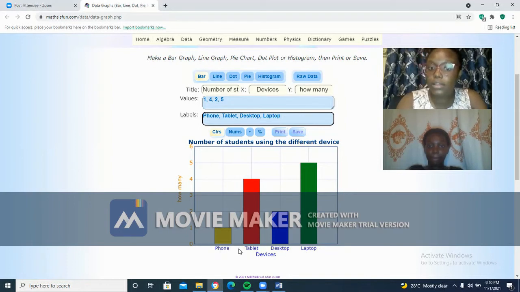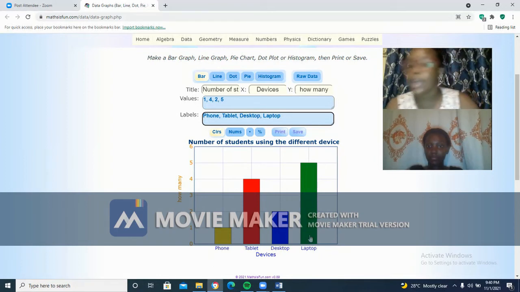So for yellow, we have phone. In red, we have tablet. In blue, we have desktop. And in green, we have laptop. But first, we need to know the different sides on the bar chart and what each side does.